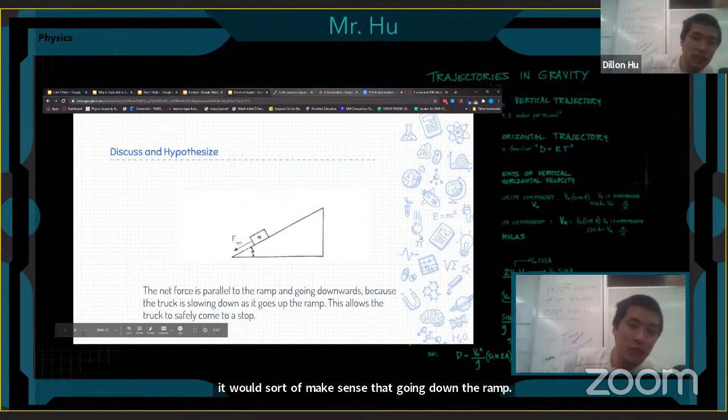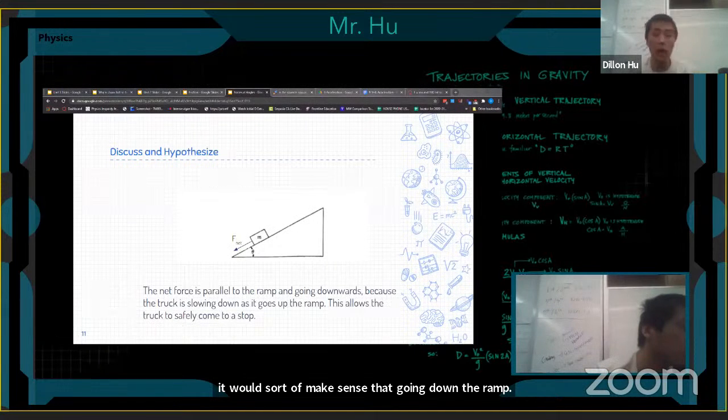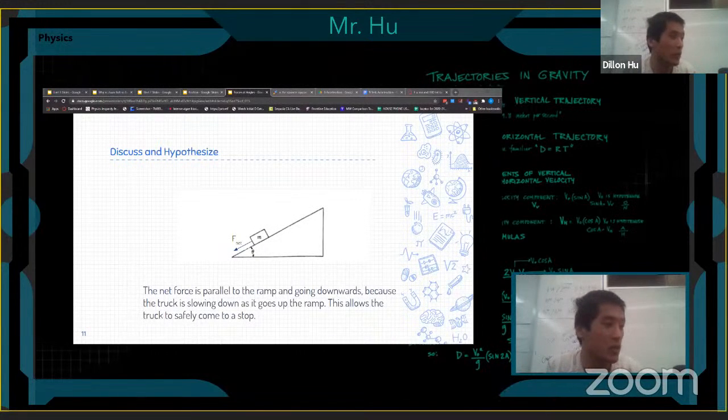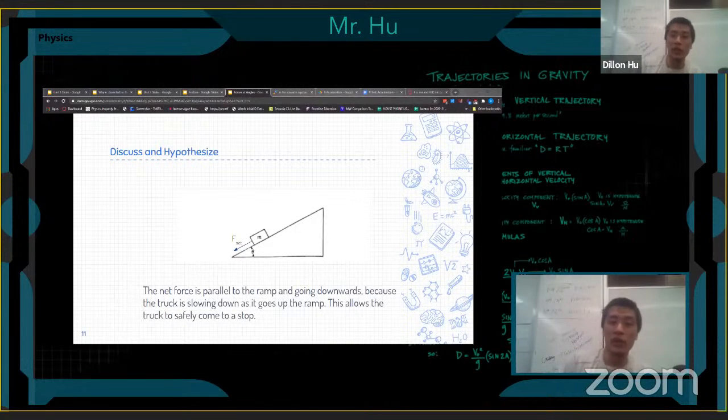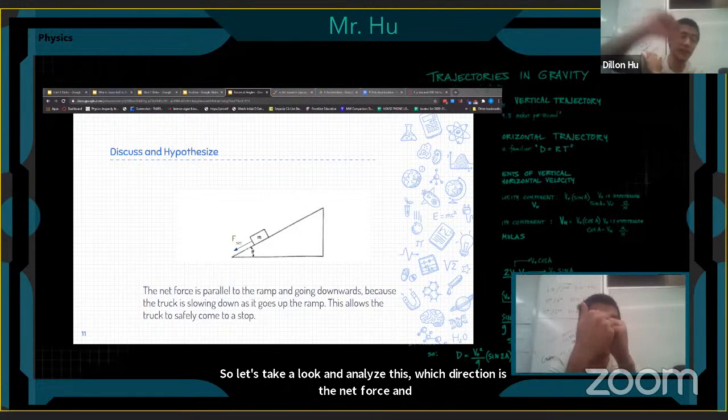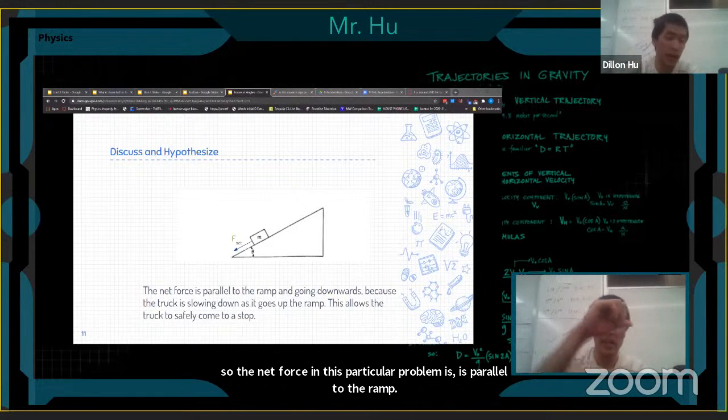So the net force in this particular problem is parallel to the ramp, and it's going downwards because the truck is slowing down as it's going up the ramp. If you think about it, the truck's motion is going up the ramp. And so if it slows down, that means the truck has to basically accelerate backwards. This allows the truck to safely come to a stop.